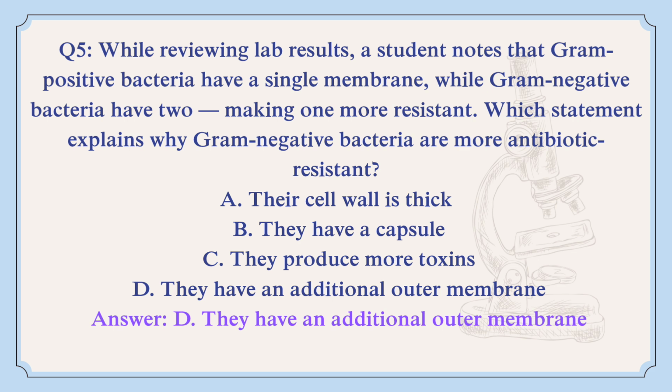A. Their cell wall is thick. B. They have a capsule. C. They produce more toxins. D. They have an additional outer membrane. Answer. D. They have an additional outer membrane.